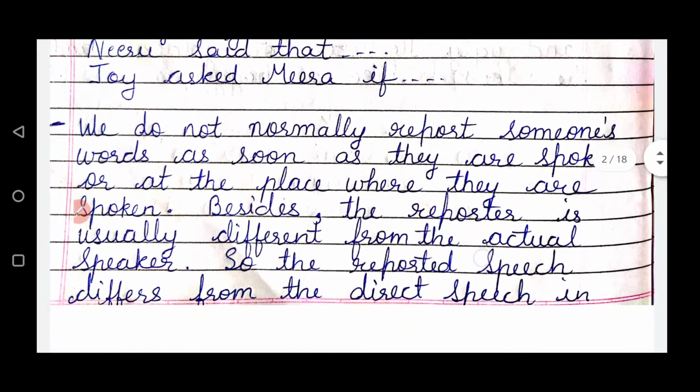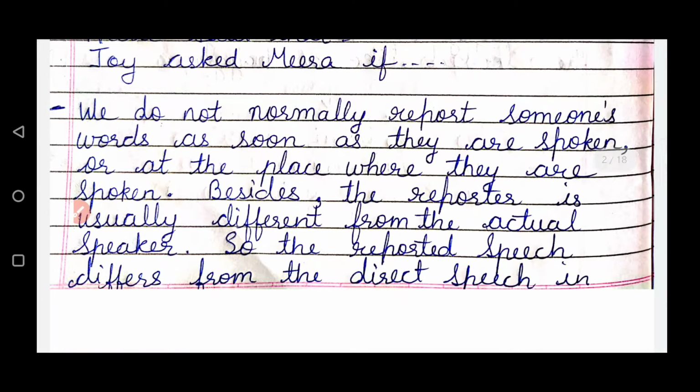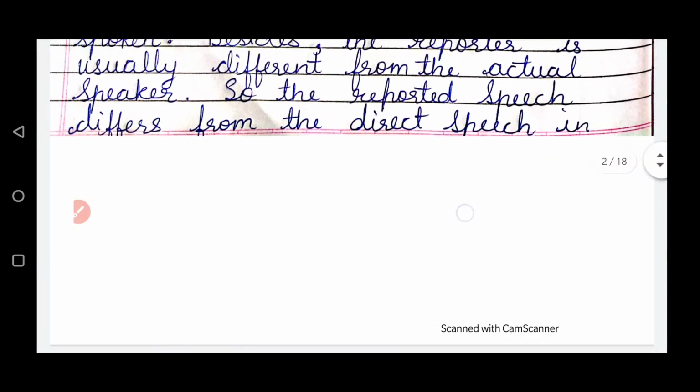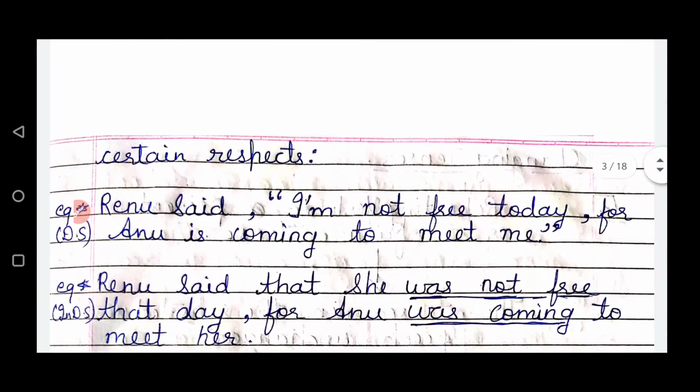We do not normally report someone's words as soon as they are spoken or at the place where they are spoken. Besides, the reporter is usually different from the actual speaker, right? So the reported speech differs from the direct speech in certain respects. There are certain differences between the direct speech and the indirect speech. Once we know these differences, our work is done.